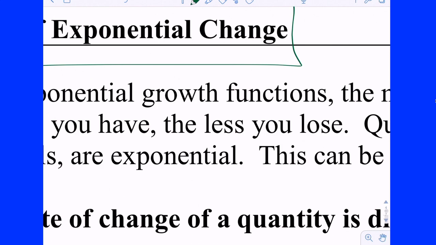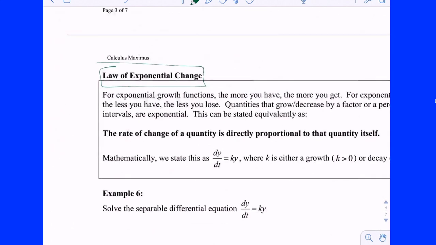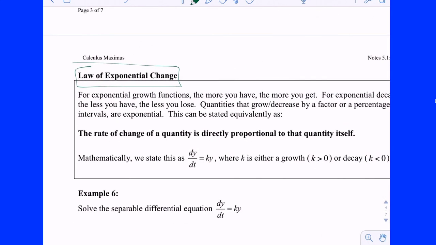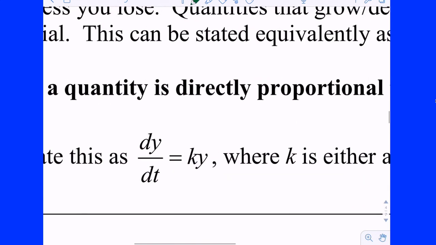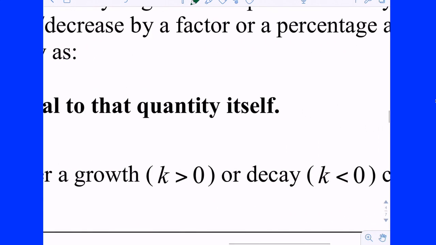Okay, that's the true quantitative description of exponential growth. The more you have, the more you get. Exponential decay: the more you have, the more you lose, or the less you have, the less you lose, if you want to look at it that way. So we can actually say that like this. The rate of change of the quantity, that is how fast it grows or how fast it decays, is directly proportional to the quantity itself.